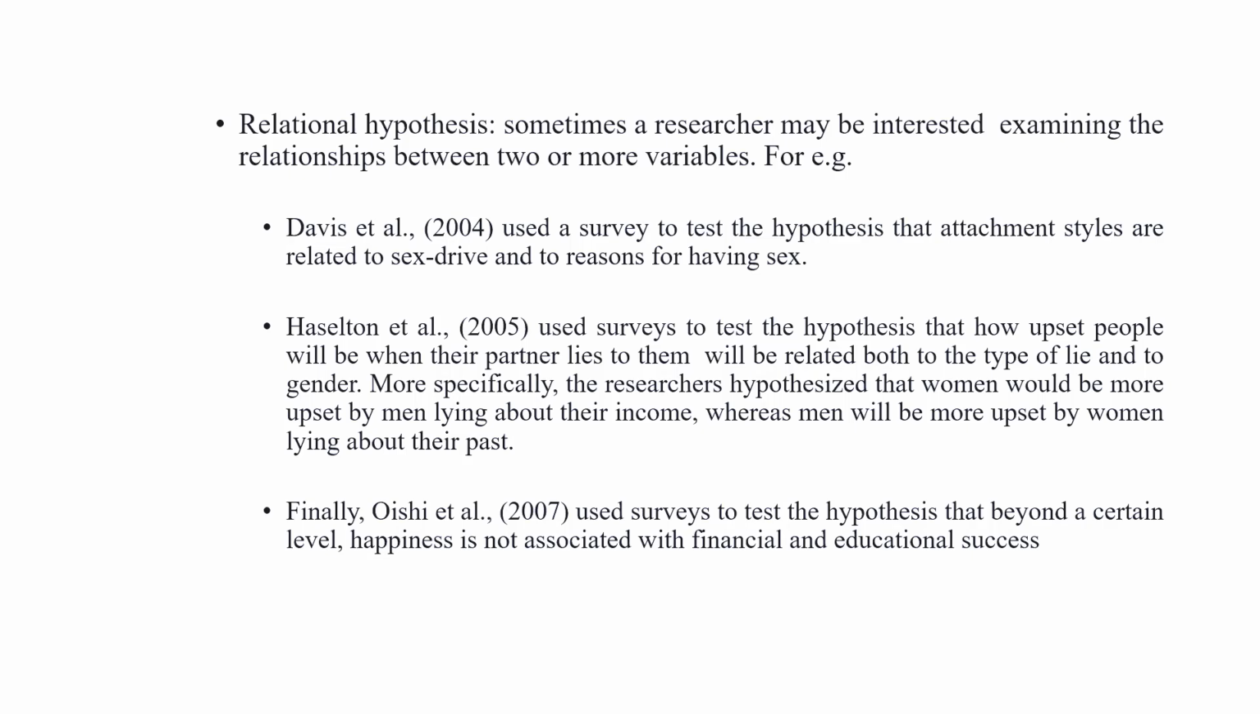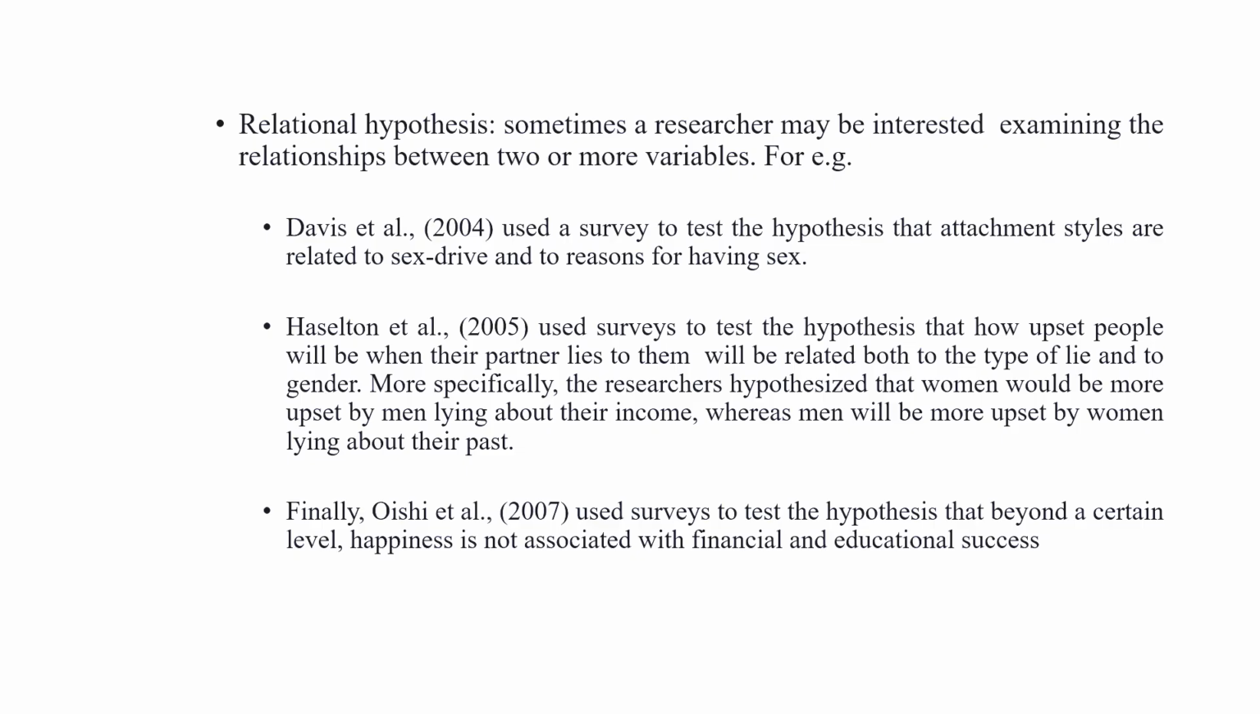Haselton and colleagues used surveys to test the hypothesis about how upset people will be if their partners lie to them. Now interestingly, they had this hypothesis that it will be related to both the type of lie and the gender of a person. They predicted something very interesting. They said women would be more upset by men lying about their income, and men would be more upset by women lying about their past. Okay. So again, they collected data, I do not know what they found, but these are questions that you can ask.